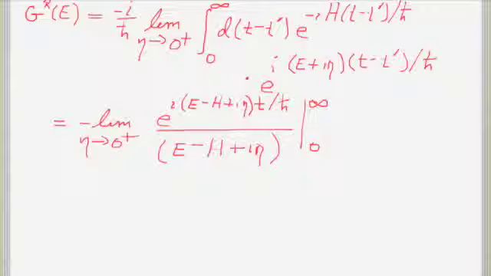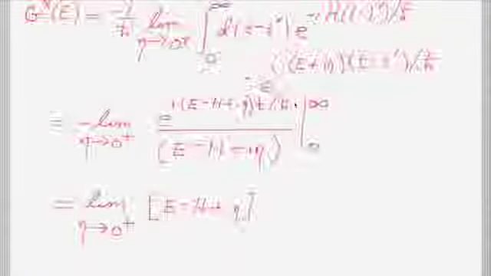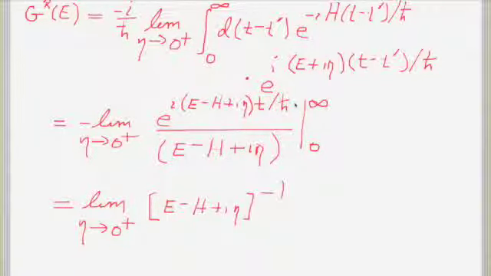And the eta factor kills off the limit at infinity. That's why it's there. It's your convergence factor. And at 0, the exponential goes away. And so you just have that that's equal to the limit as eta goes to 0 plus of this (E minus H plus i eta) inverse, which is probably a definition that you've seen before for a Green function. Okay, so this is our G^R.